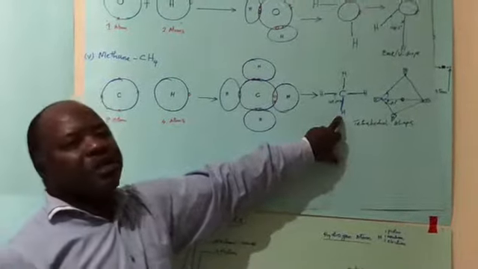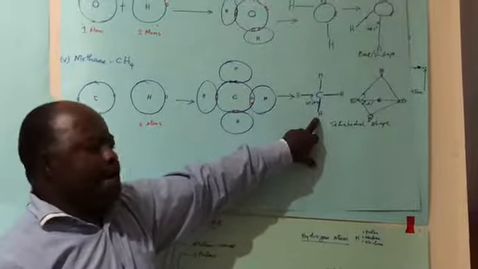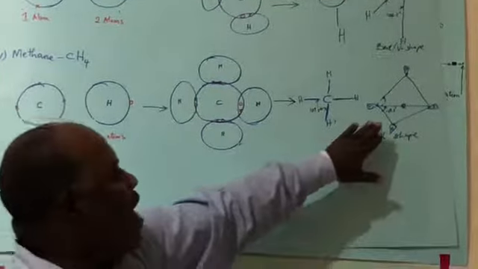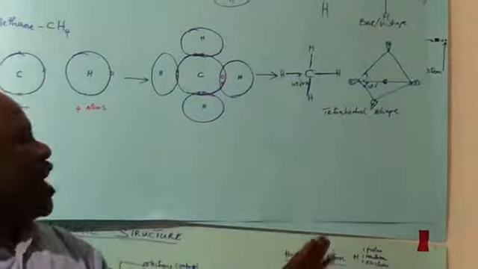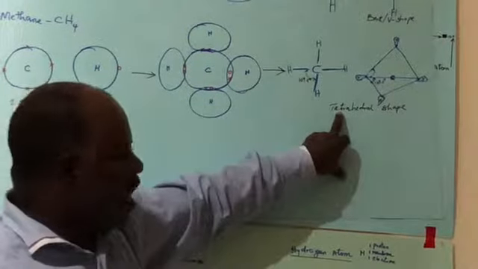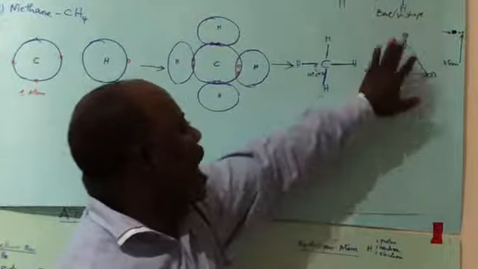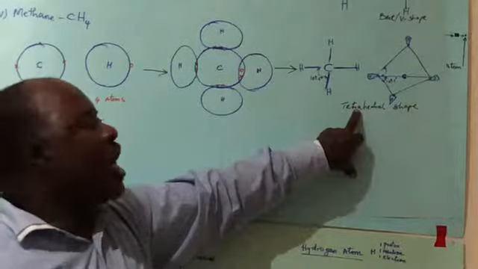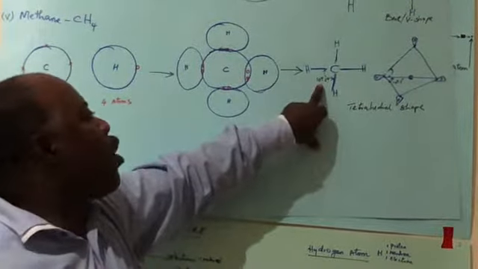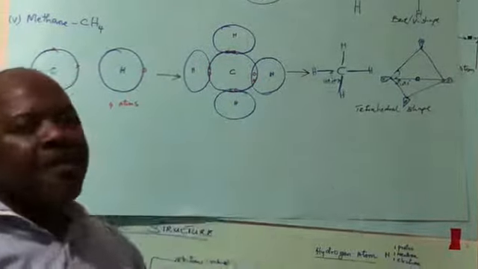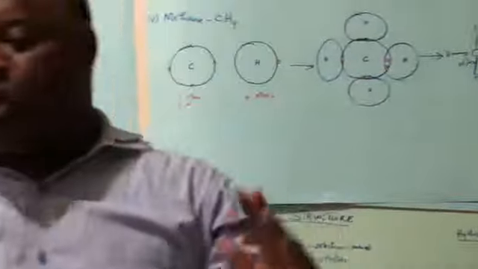This gives methane this structure. But the way the bonds are arranged gives methane a tetrahedral shape, with a bond angle of 109.5 degrees. This is how the atoms are arranged.